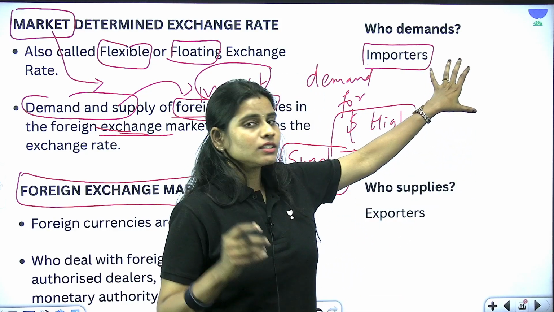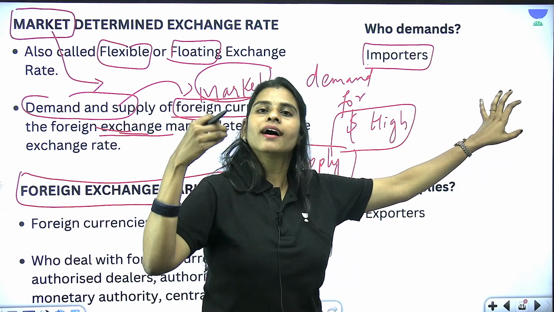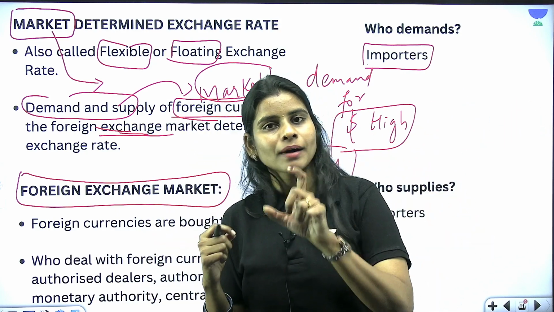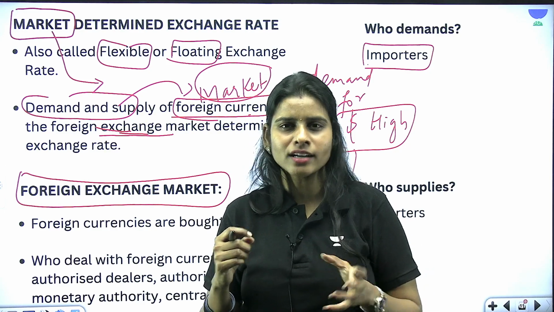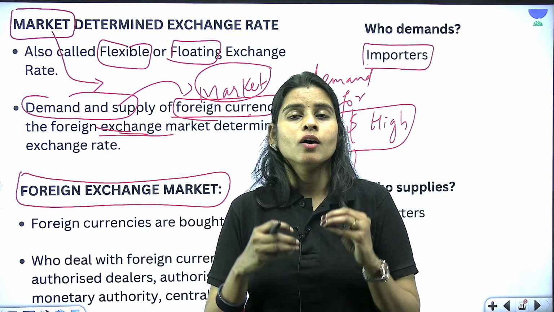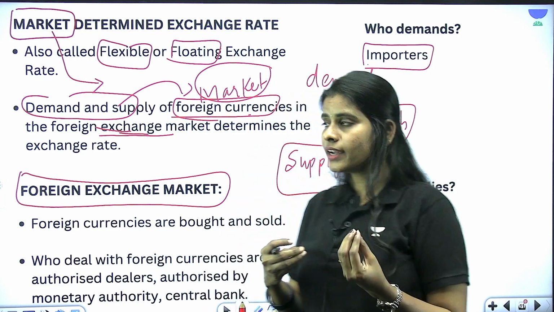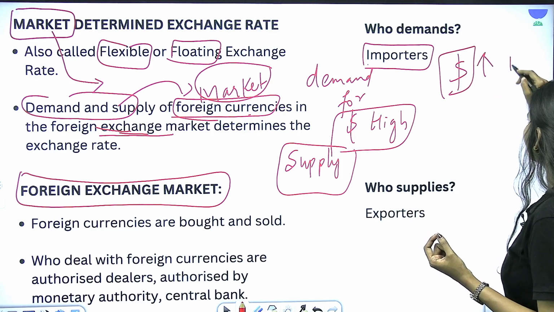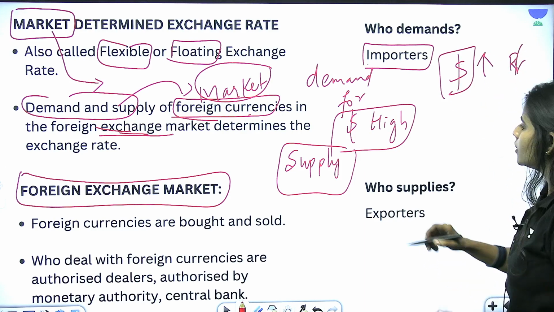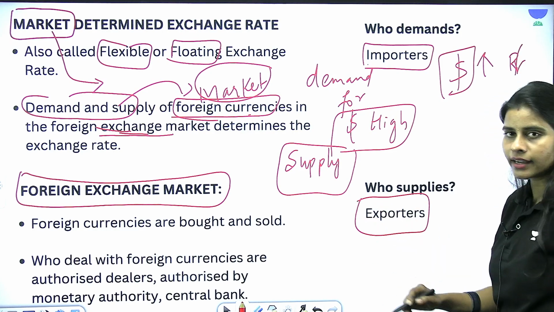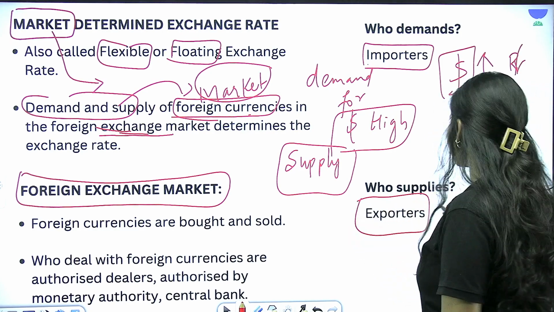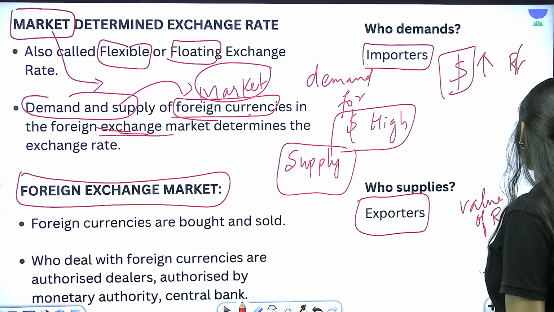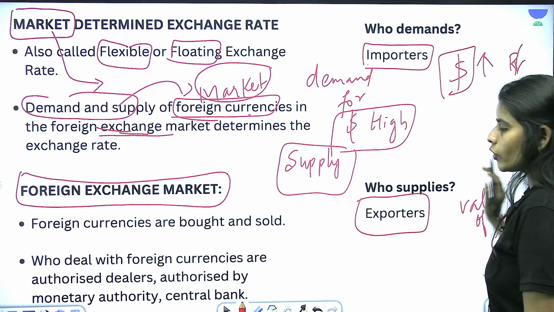Now, whenever the demand for imports is higher in any country, say for example India is importing more, right? It is a net importer. In that case, whenever the demand for imports is higher, then the value of dollar will be higher with respect to the Indian rupees, right? Okay, so whenever the exports are higher in any country, in that case the value of domestic currency will be higher with respect to the foreign currency.